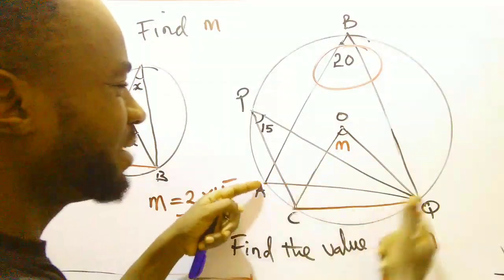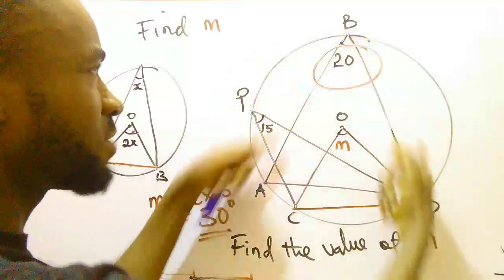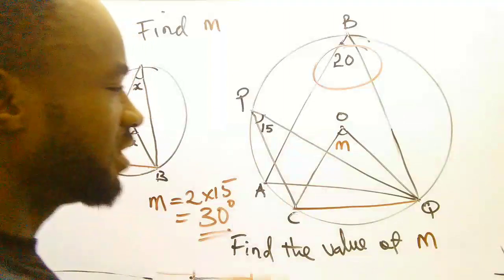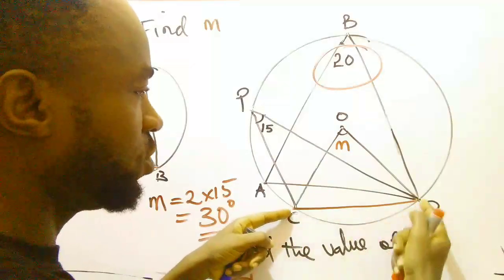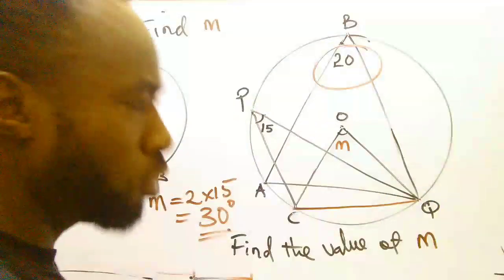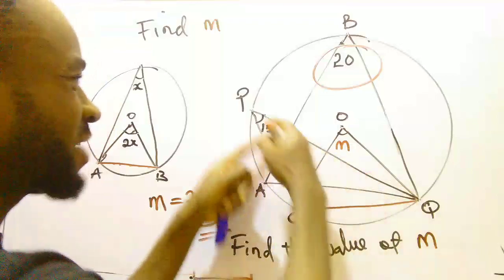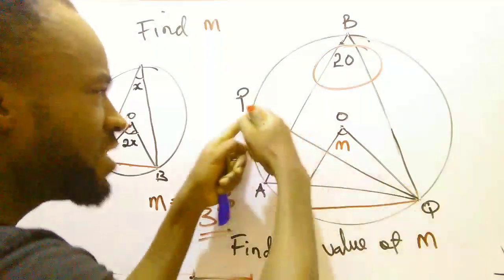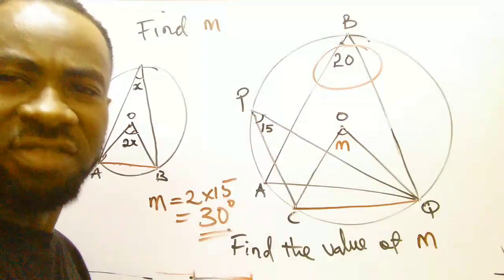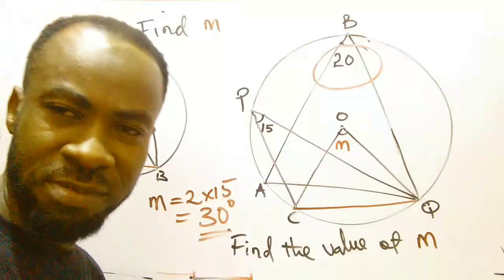Because it is a different arc entirely, a different chord entirely that is subtending angle 20. It is not the same chord CQ that subtends M that also subtends AQ. No. CQ subtends M, CQ also subtends 15. But 15 is at the circumference. Therefore, the one at the center will be 2 times the one at the circumference.